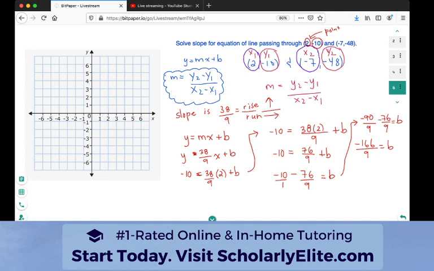So b is going to equal negative 166 over 9. So this is a bit of a more convoluted question, but it's important to understand these skills. So hopefully if you guys have any questions about what we're working on, please feel free to send them to me, and we can take a look at that.